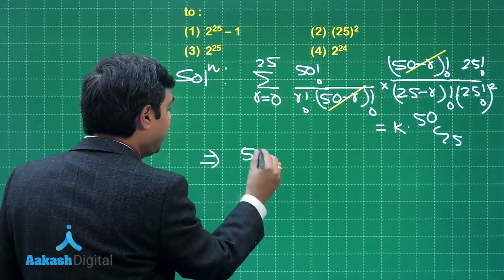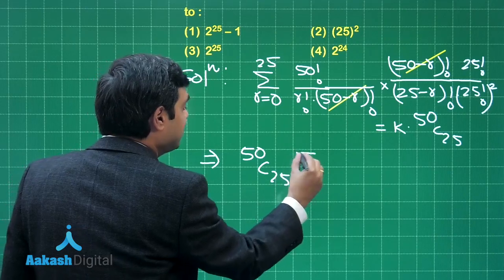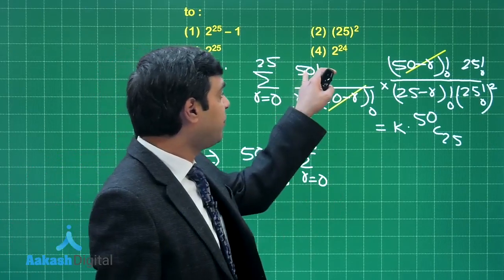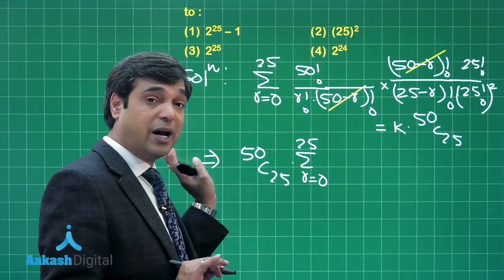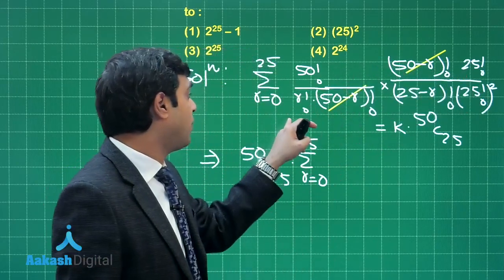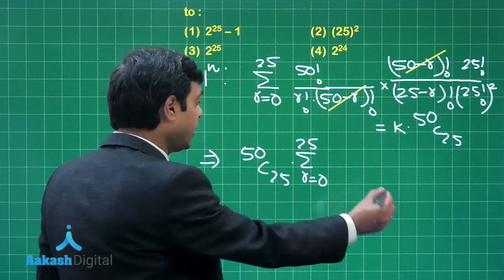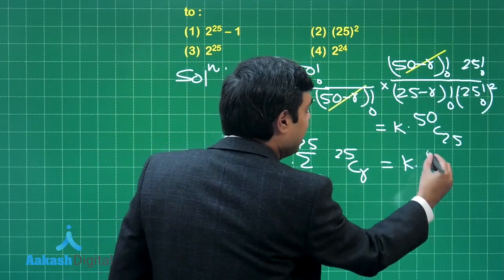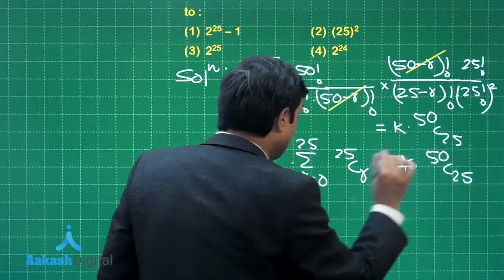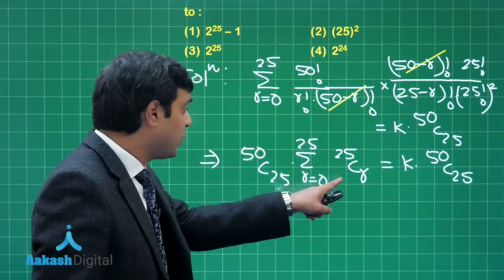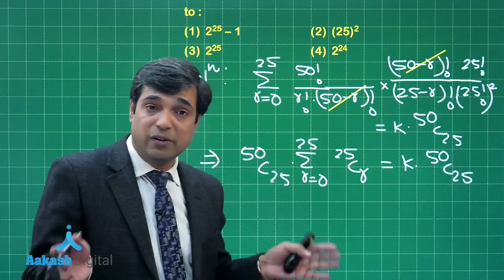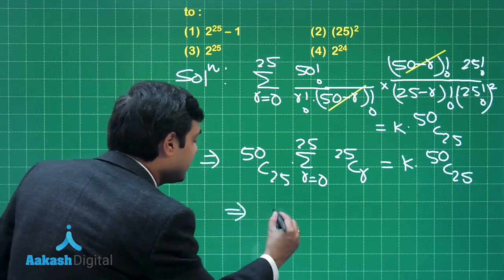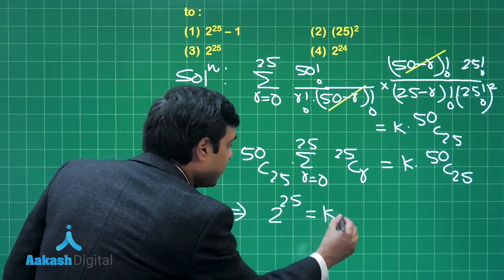We have 50 C 25 summation R is equal to 0 to 25. Now, what is left with us? This 50 factorial and 25 factorial whole square taken outside. We are left with 25 factorial upon R factorial into 25 minus R factorial, that is we have 25 CR is equal to K into 50 C 25. 50 C 25 is cancelled. This one, when you expand, you can see 25 C 0 plus 25 C 1 and so on. What is that? Sum of all the binomial coefficients. So, the result is simply 2 to the power 25 is equal to K.